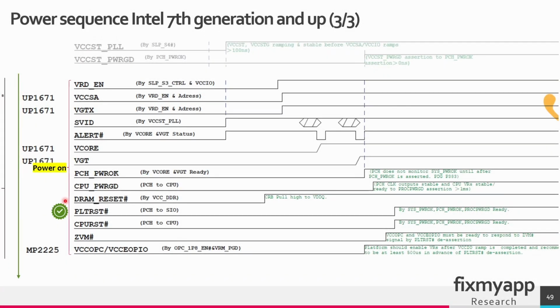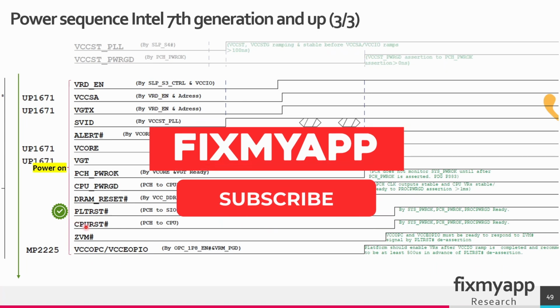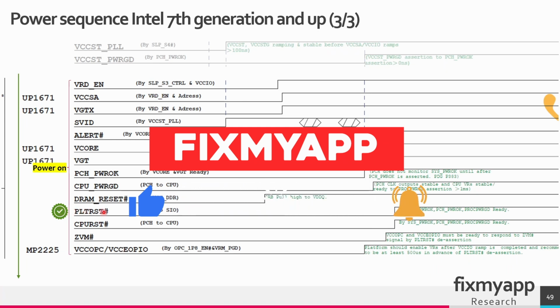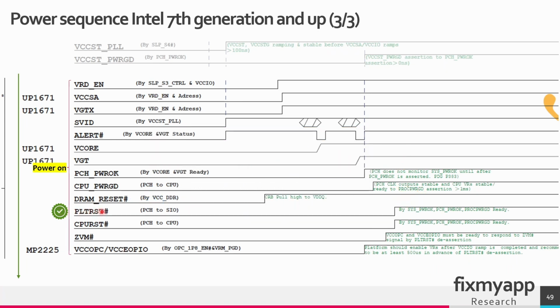When the RAM memory modules are out of the reset state, so this DRAM reset signal is high at the power on state, the next step is to release two important main reset signals. That is the platform reset active low signal and the CPU reset active low. There's a green checkbox here, and I put it there because this is the main reset signal. When this platform reset signal is low, it will reset different components on the motherboard, and it will remain in a reset state.